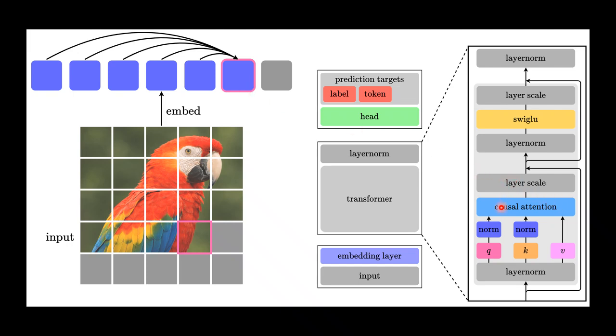The key idea here is that we are not predicting pixels. We are predicting embeddings. This avoids modeling unnecessary low-level texture and noise and instead focuses on higher-level structure and semantics.